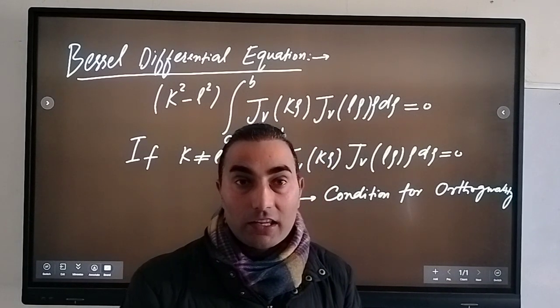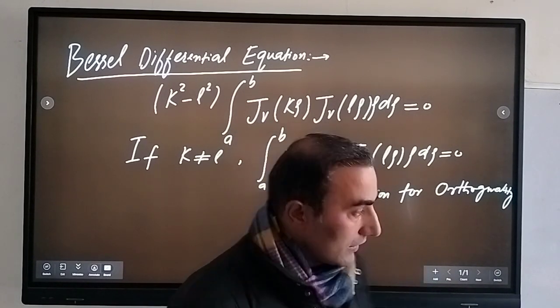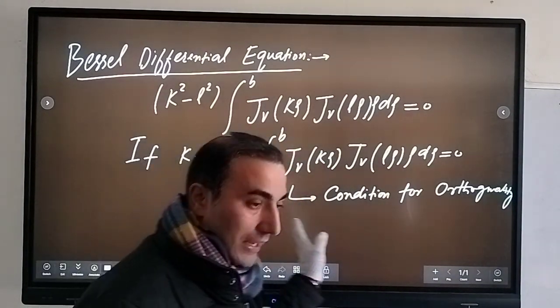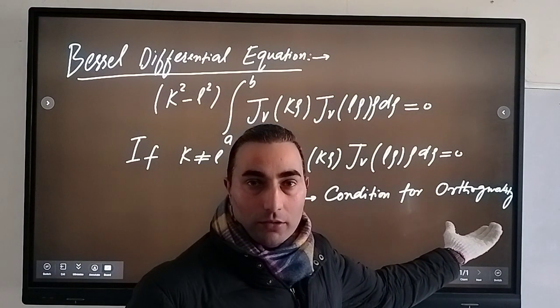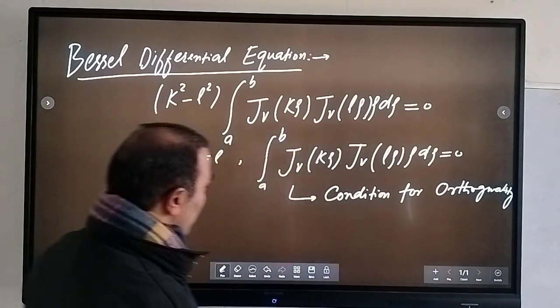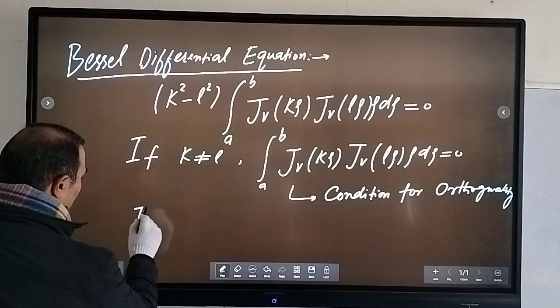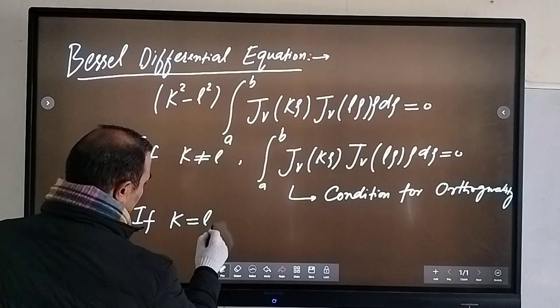Now the second case is if k is equal to l, right? So the first case was, if k is not equal to l, then this integral will be zero, and that is the condition for orthogonality. And second, if k equal to l, right?